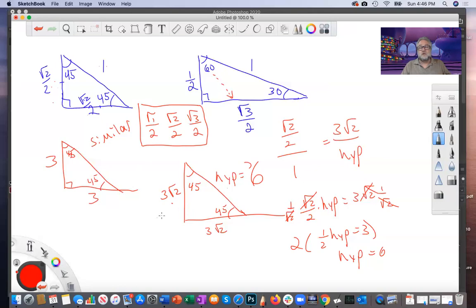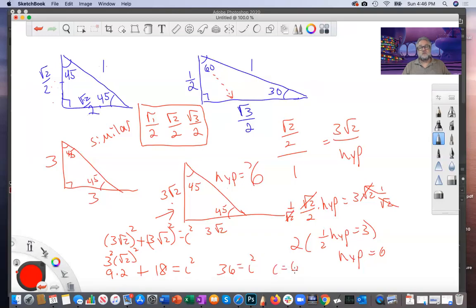Okay. The other thing we certainly could have done here is we could have used the Pythagorean theorem. 3 radical 2 squared plus 3 radical 2 squared equals c squared. So 3 radical 2 squared will be 3 squared times square root of 2 squared. This will be 3 squared times square root of 2 squared. So that's 9. Square root of 2 squared is 2, so that's 18. So this one will be 18. 18 plus 18 is 36. So c would equal 6, which is what we got. So you could do it that way as well.